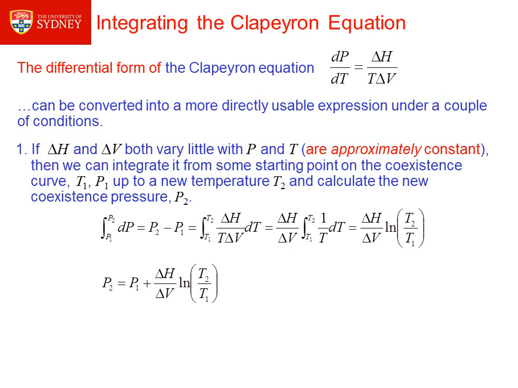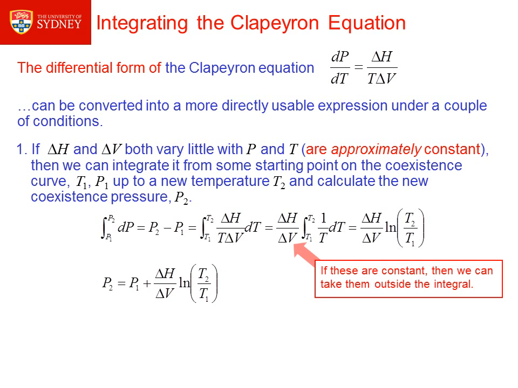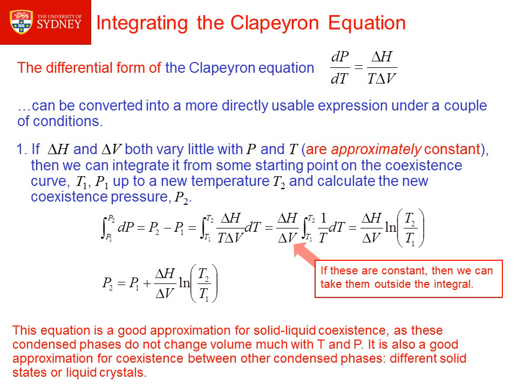Now, because we've assumed that delta H and delta V are both constants, they can come out the front of the integral, and that simplifies the maths to give us an expression: P2 equals P1, the starting pressure, plus the ratio delta H over delta V times log of T2 over T1. This equation is a good approximation for solid-liquid coexistence, melting points, as these condensed phases do not change volume much when temperature and pressure are changed. It's also a good approximation for coexistence between other types of condensed phases, different solid states or liquid crystals.